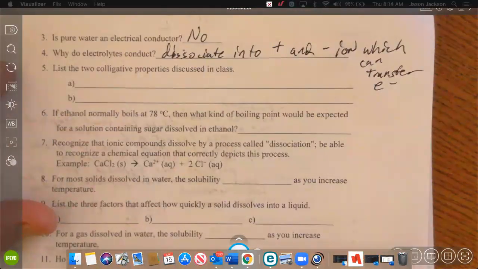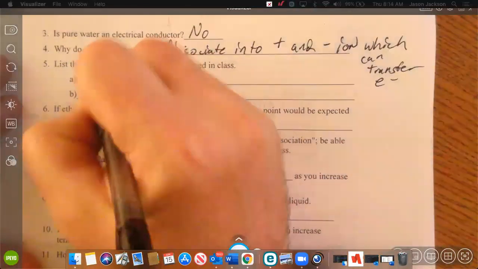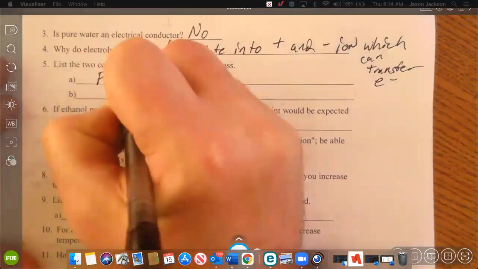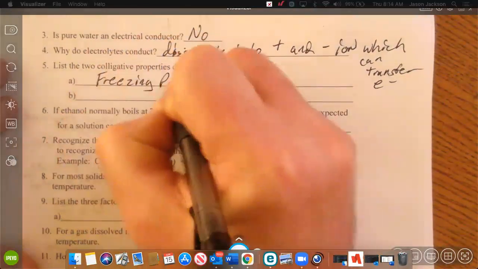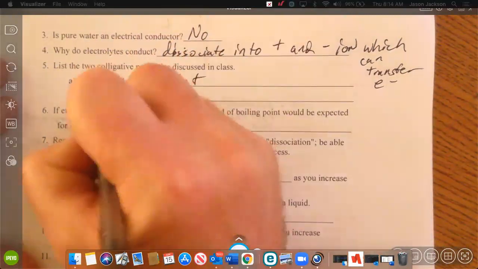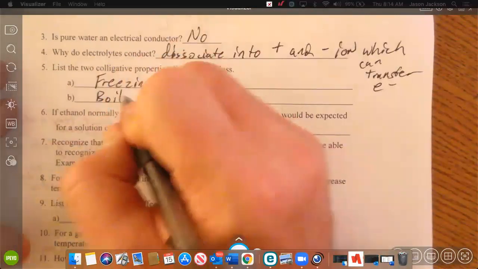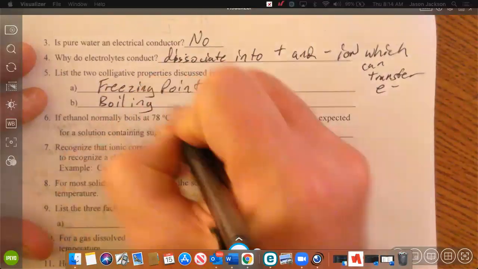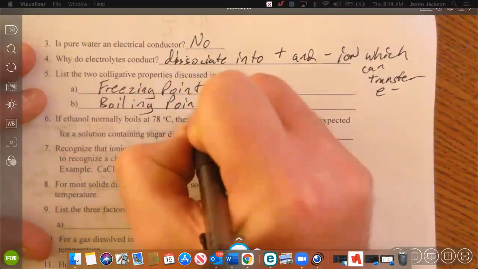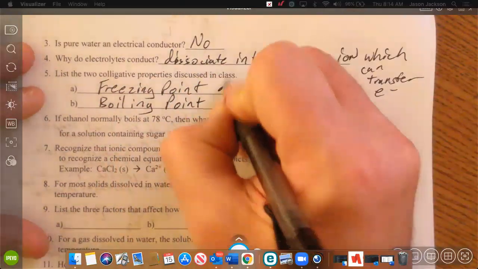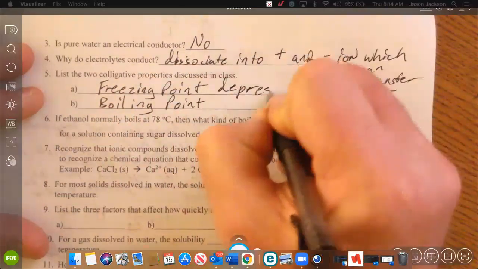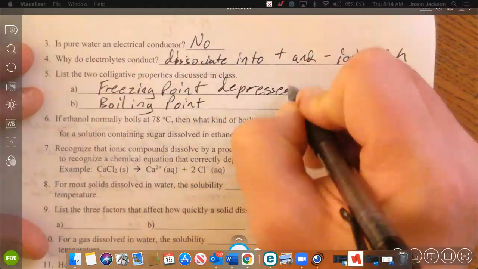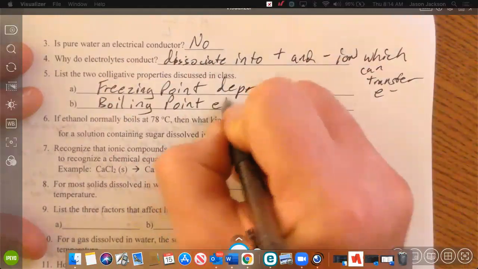Two colligative properties we discussed: freezing point and boiling point. What did we say happens to the freezing point as we dissolve more stuff? It goes what? Down. It's depressed. And boiling point goes up. It's elevated.